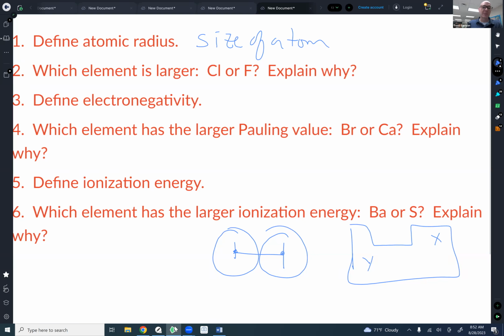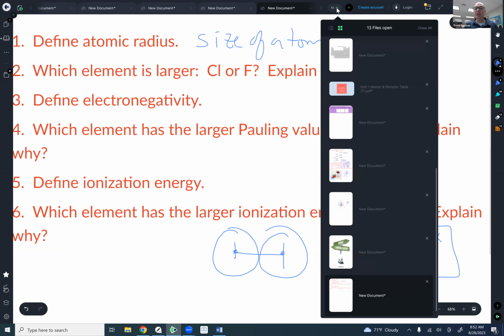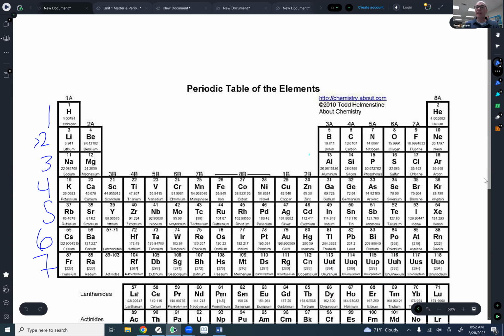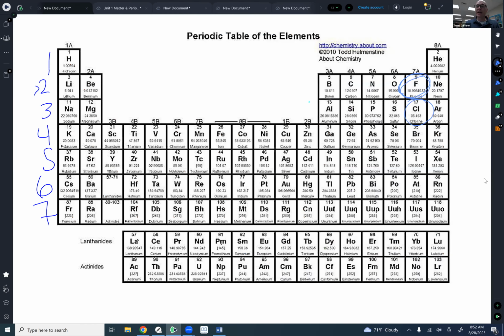Okay, number 2, speaking of which element, chlorine or fluorine, is bigger? So let's take a look at a periodic table so that we can determine which one is going to be bigger. Now, they are right next to one another. What you need to know is that as you go down the periodic table, you add energy levels. So fluorine is on the second. It would have 9 electrons, but that's irrespective. What's more important is the fact that it has 2 rings.